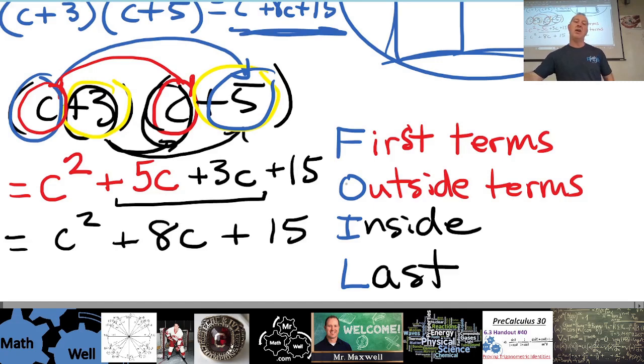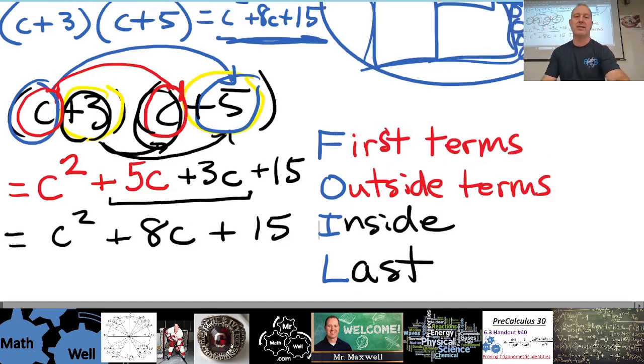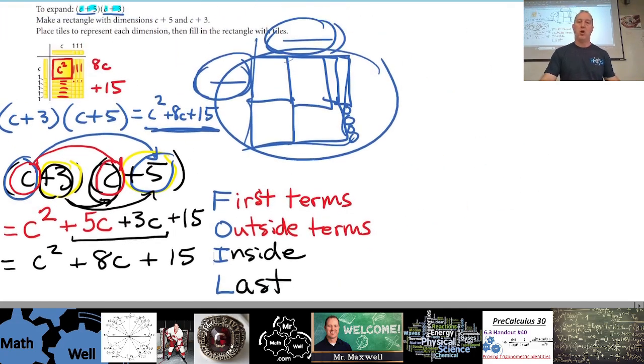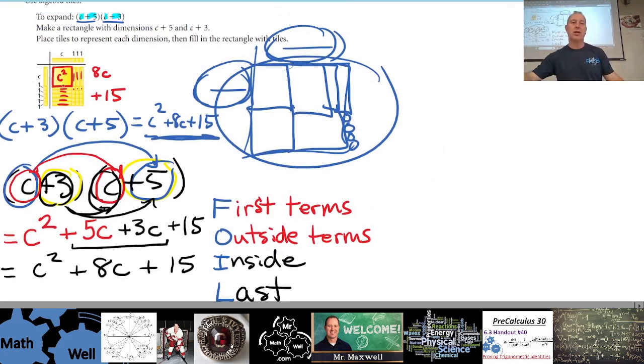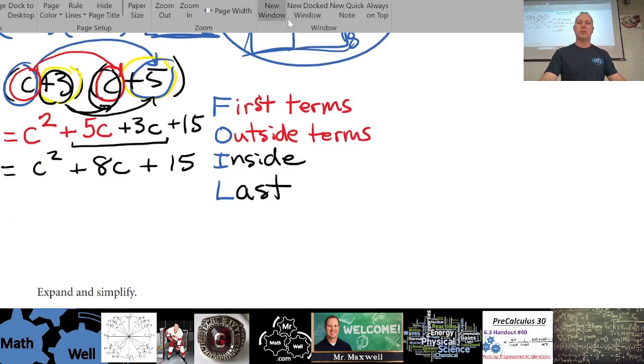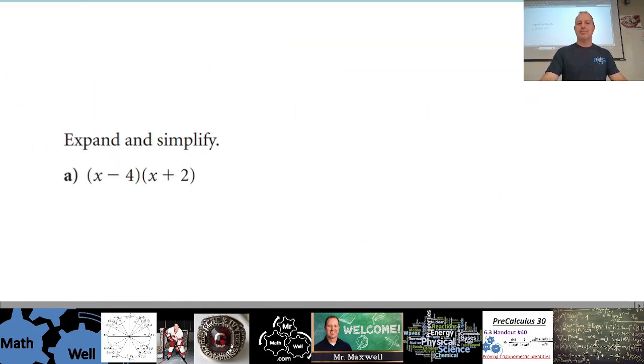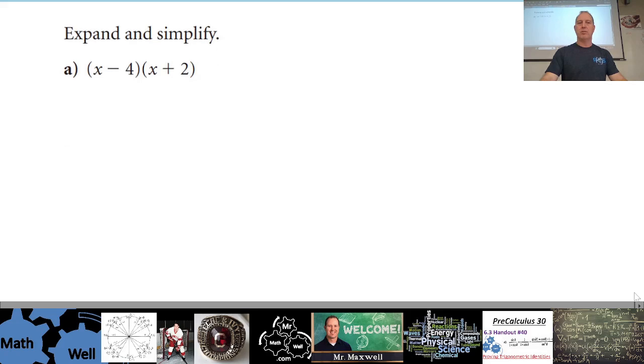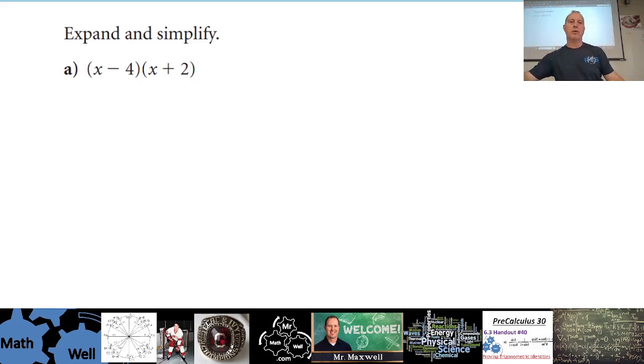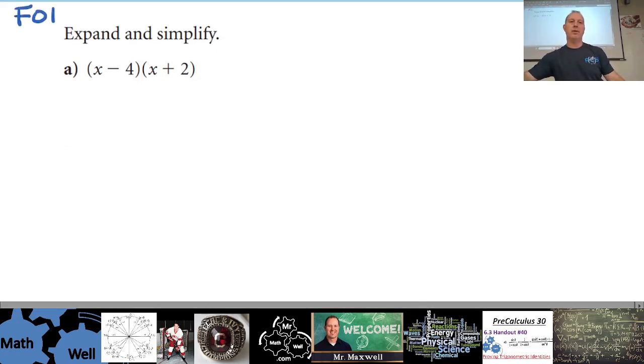Now, do you see how that gets us the exact same polynomial as the algebra tiles that we saw there? 1c squared plus 8 c's plus 15 little constants. Everybody see that? So the FOIL method is going to help us multiply binomials times binomials. Okay. All right. Let's do another example. Let's expand and simplify. And again, we are going to focus on the FOIL method.